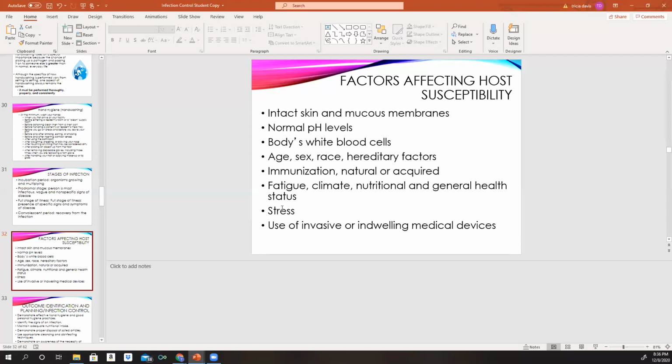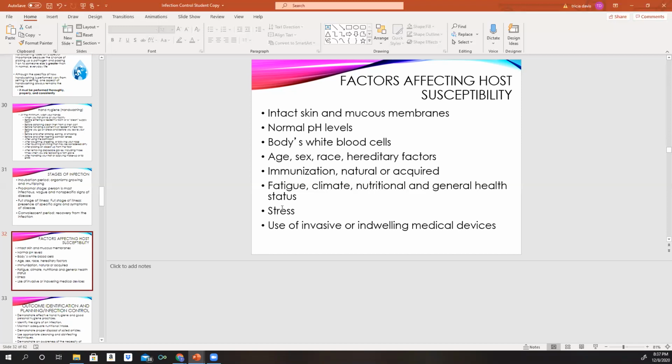Then we have the pH levels of the GI system, so the gastrointestinal and the genitourinary tracts, as well as the skin, which help to ward off microbial invasion. Then you have the integrity and number of the body's white blood cell counts, which provides resistance to certain pathogens.